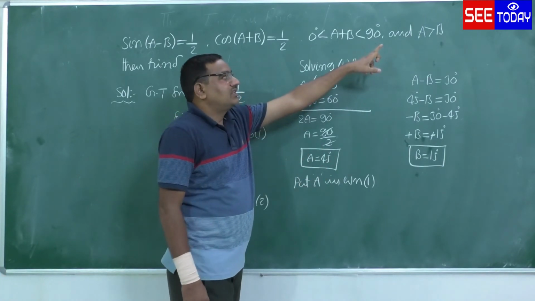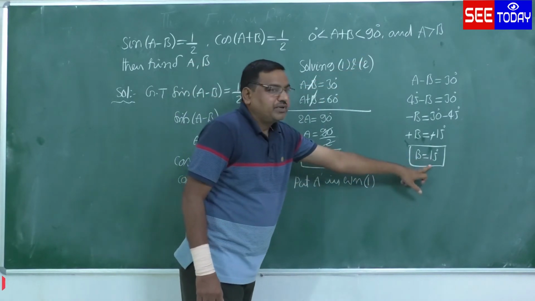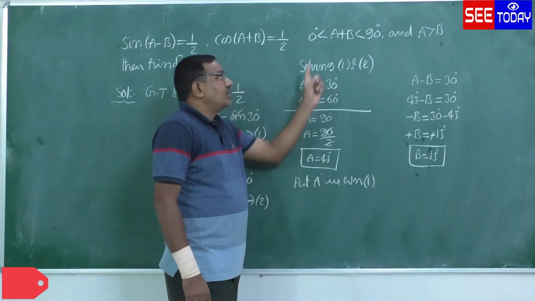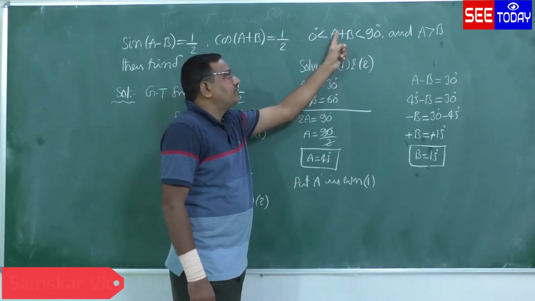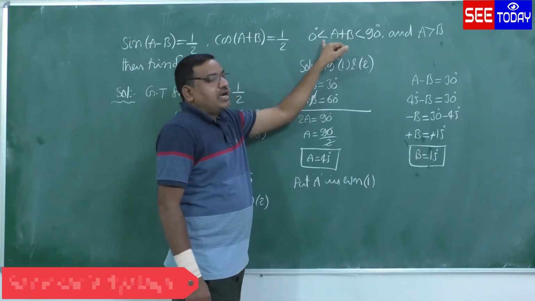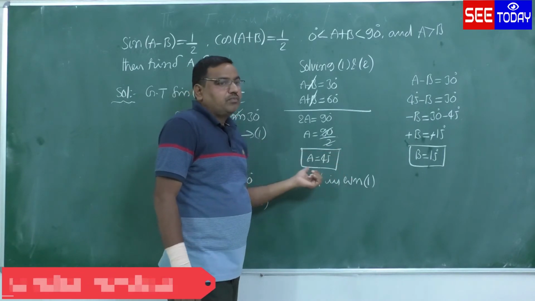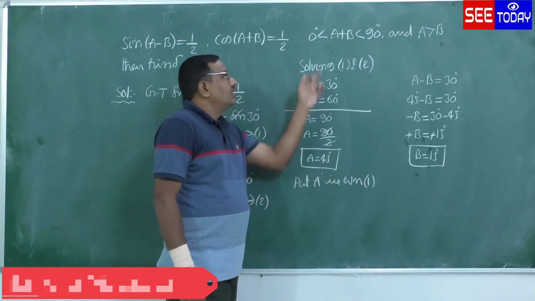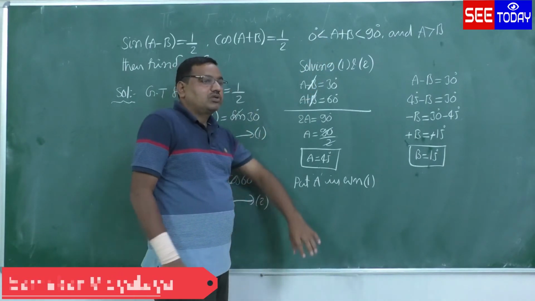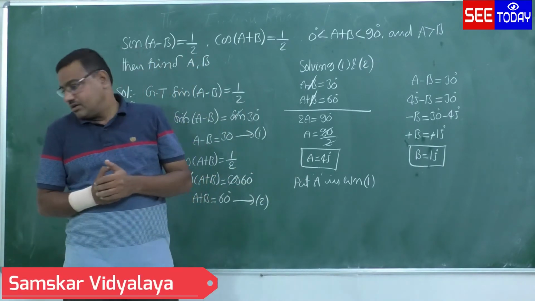Two conditions are there. A is greater than B. 45 is greater than 15. It is satisfied. Again, you have to check the second condition. The sum of the two values, A plus B, must be less than 90 and greater than 0. That is 45 plus 15, which is equal to 60. That is greater than 0 and less than 90. By this we have concluded that this is exactly true. Okay? Next.